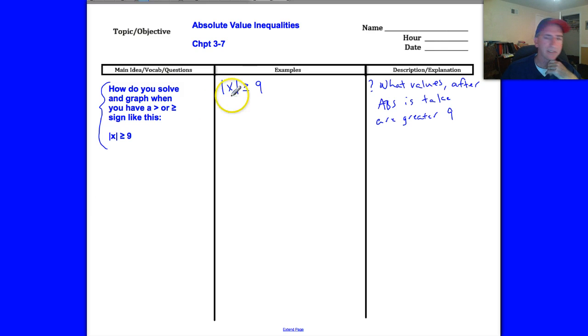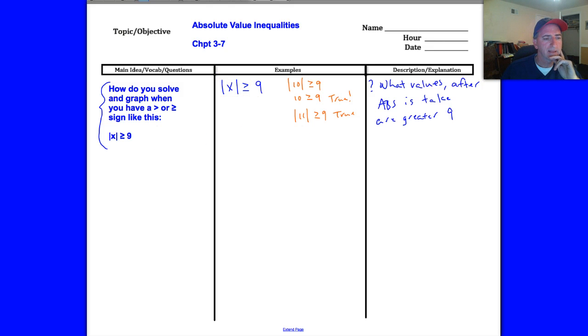I'm going to change colors here. Let's consider, if x were 10, would this be true? The absolute value of 10 is greater than 9. If I take the absolute value, yeah, there it is. That's true. So that's a solution. 10 would be a solution to this. What about 11? If you take the absolute value of 11, would that be greater than or equal to 9? Yes, it would. That's true also. So that means 11 is a solution. How about 9 itself? 9 would be a solution.